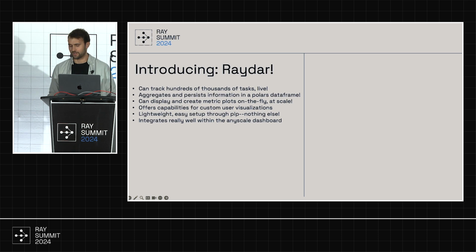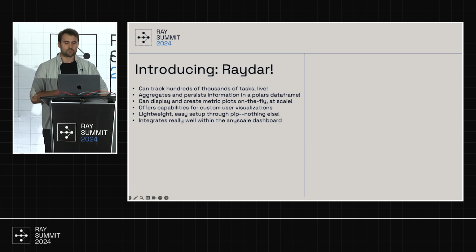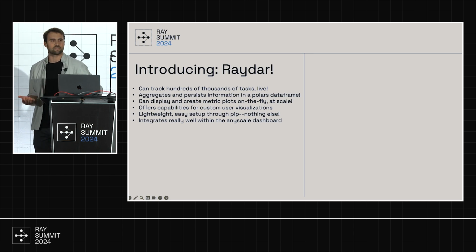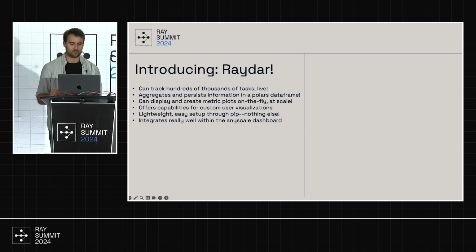Here's, high level, what Raydar can do. It can track hundreds of thousands of tasks, and it can do it live. So this scales reasonably well. There's lots of utilities to do things like aggregations and persist your information about your tasks. It can do lots of interesting user custom visualizations, which I'm hoping to have most of this talk focus on, because that's the cool thing about Raydar.